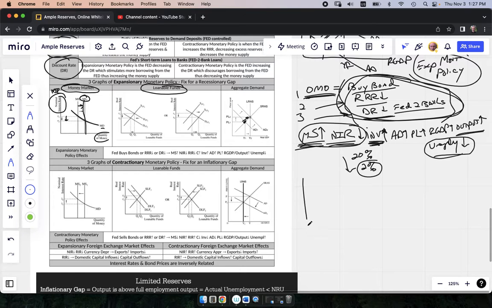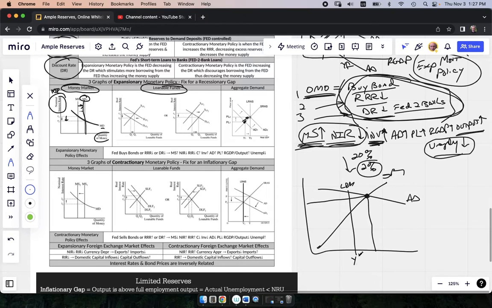Obviously, if instead we were in an inflationary gap, we just flip everything around. So we should know how to draw our inflationary gap. Show aggregate demand on the right side of your long run aggregate supply curve. This is YF. This would be Y1. That would be PL1.